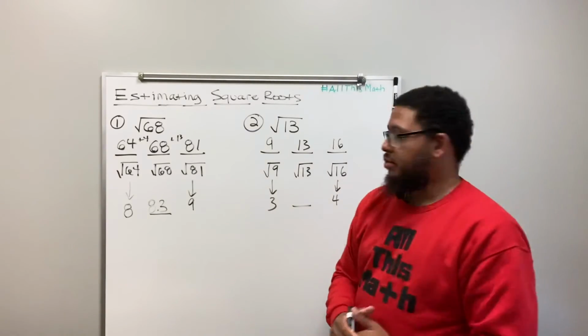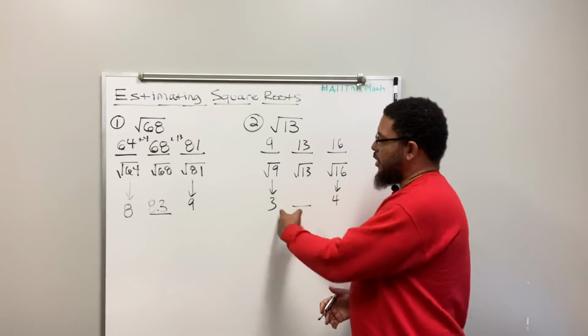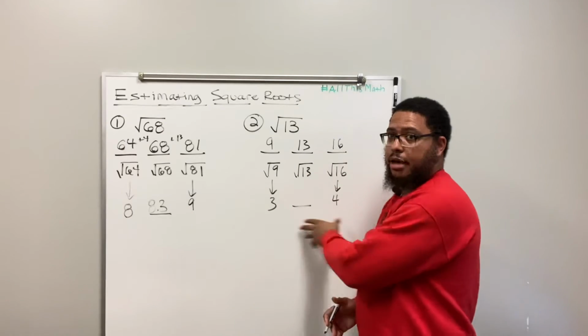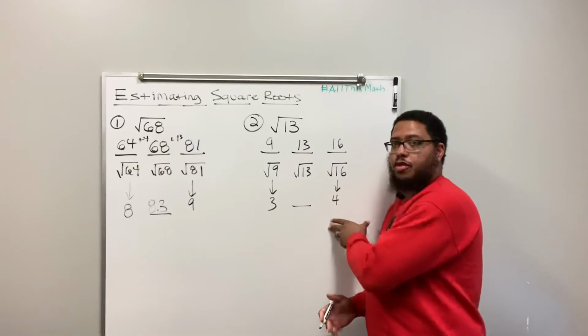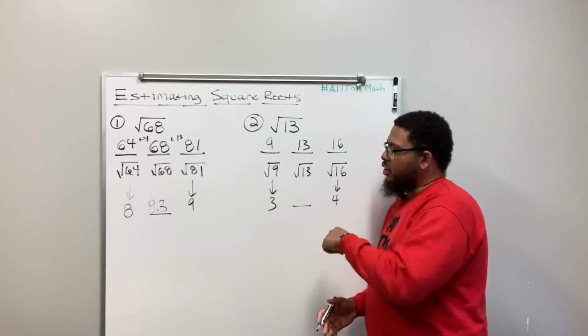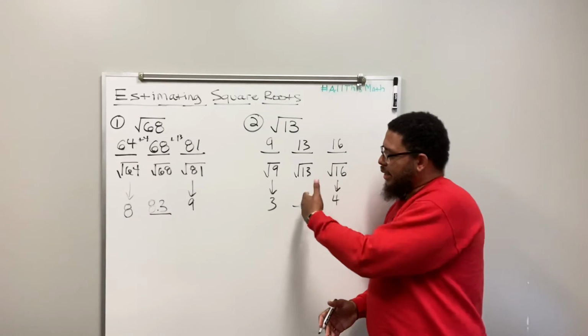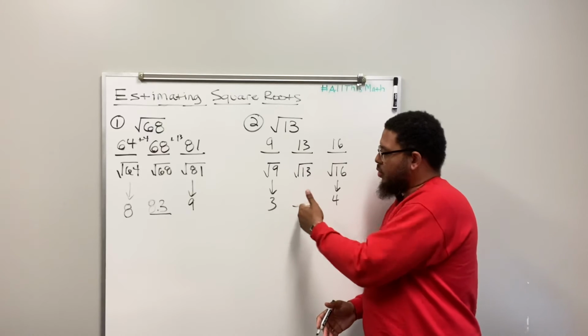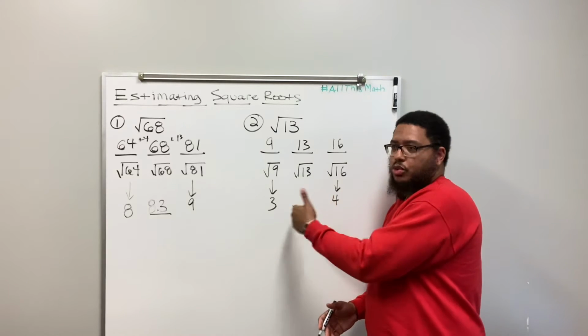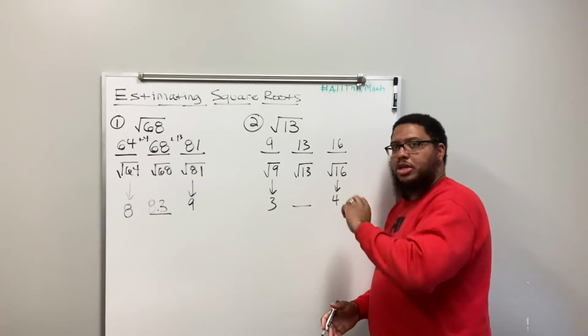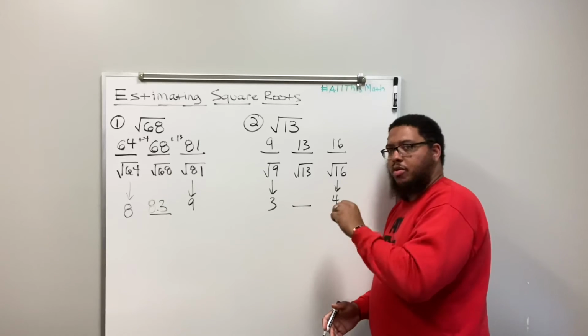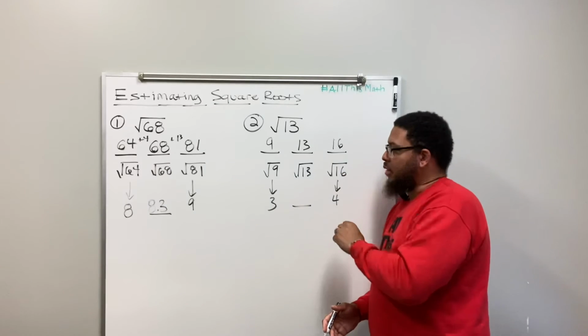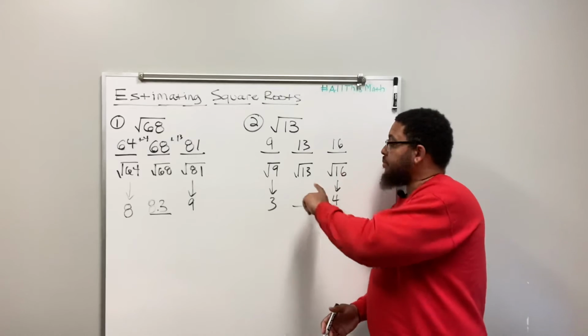One thing we know is that the square root of 13 must be between 3 and 4. It's got to be. We already know that. That's a given. Now the question is, is it less than 3.5 or is it more than 3.5? Because we don't need to be exact, but we want to be as close as we can get to the correct decimal value, right? So check this out.